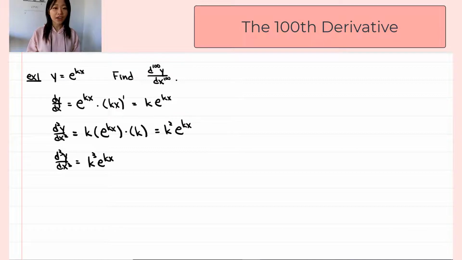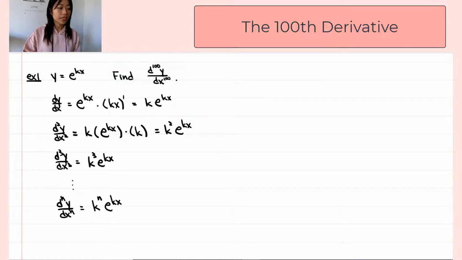Now can you see there's a pattern? Let's write down the equation for the nth derivative. First derivative, we have k times e to the power of kx. Second derivative is k squared times e to the power of kx. And third derivative is k cubed times e to the power of kx. So the nth derivative would be k to the power of n times e to the power of kx. So that is the equation for the nth derivative.